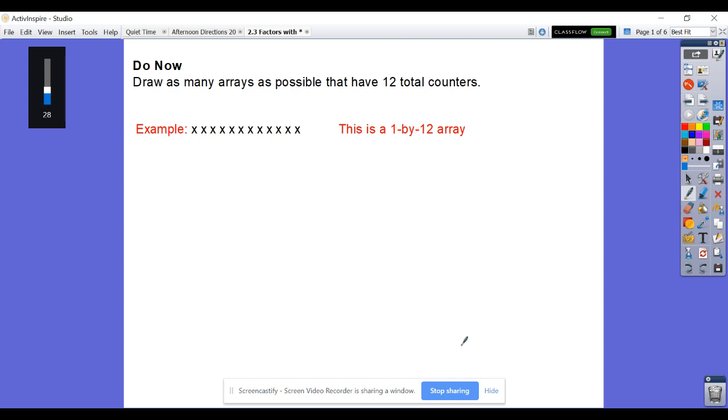Go ahead and try this do now on your own. Draw as many arrays as possible that have 12 total counters. I did an easy one for you and did a 1 by 12 array, which does have 12 total counters. Now I want you to create as many different arrays as you can. When you're ready to see the answers, press play again.